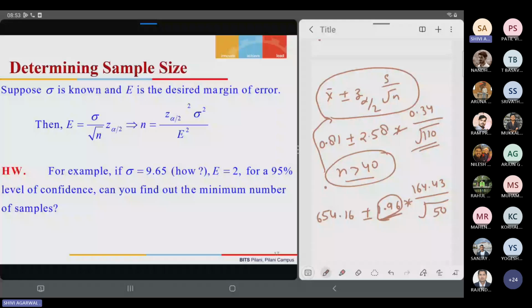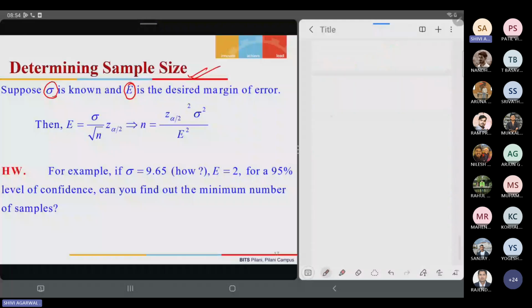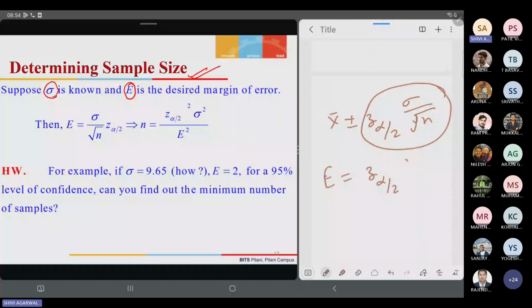Now the next point is determining the sample size. Okay, so E is the margin of error, sigma is known. So X bar plus minus Z alpha by 2 sigma upon root n. This is the formula. This is the margin of error. This is E. So we can say E is equal to Z alpha by 2 sigma upon root n. So if sigma is known and E is also known, we can find out the n.